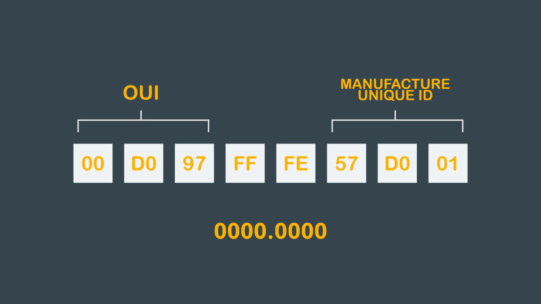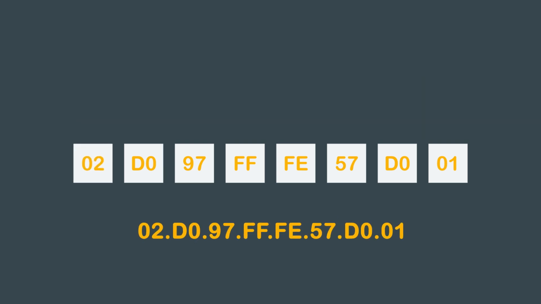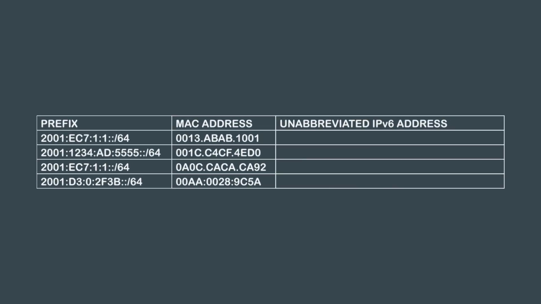All zeros becomes all zeros 0010. Now convert the binary back to hex and we get the following. This changes the value to the following for the host part of the address. Here are a few more examples of IPv6 EUI-64 to practice on. The answers will be provided at the end of the video.